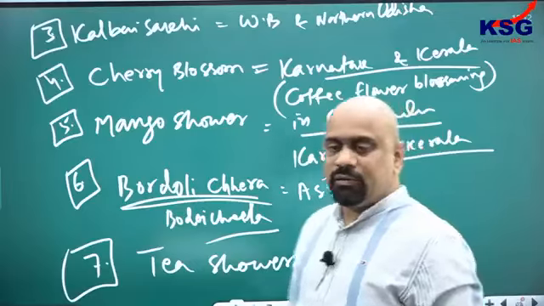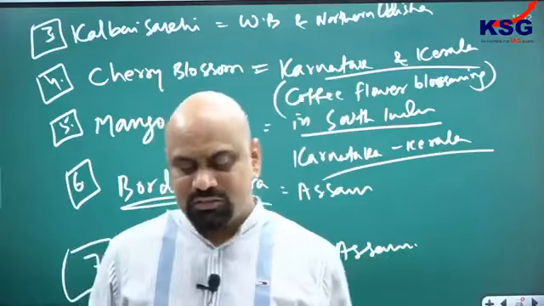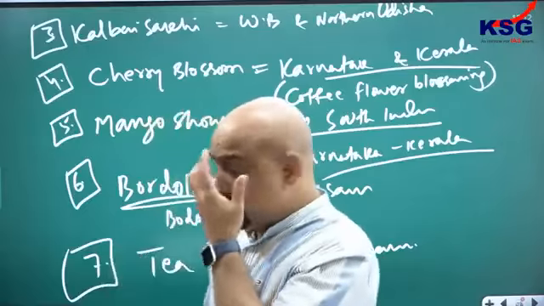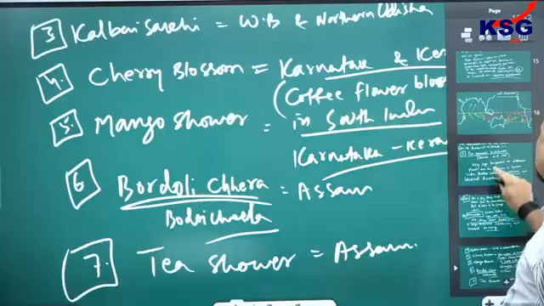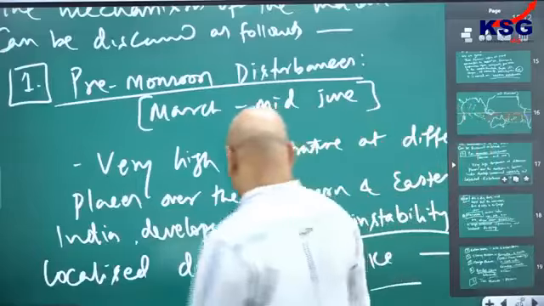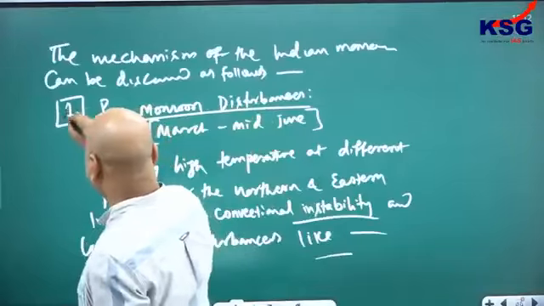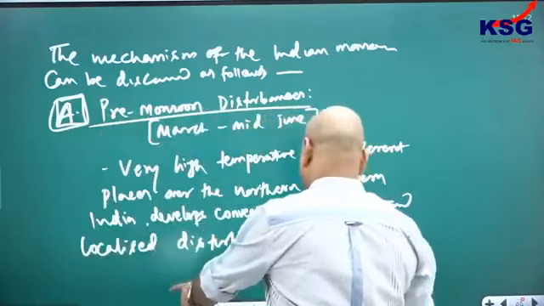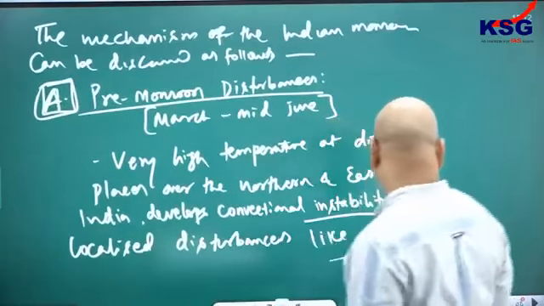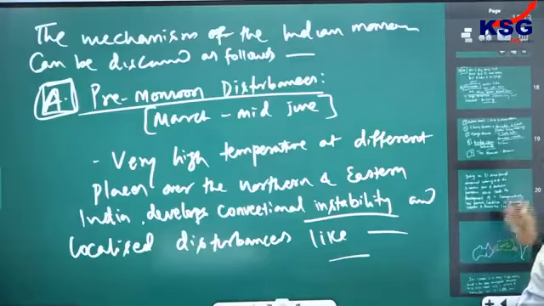Okay, done. This is the pre-monsoon disturbances. Now I will go for southwest monsoon. So first one I told you, this here is pre-monsoon disturbances. This one, instead of 1, write down A. A is pre-monsoon disturbances. This is what I have just discussed. Pre-monsoon disturbances, you got it. Okay, now I'll move on to the next.